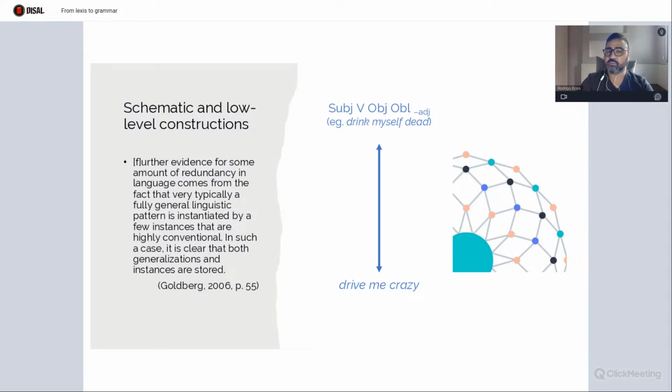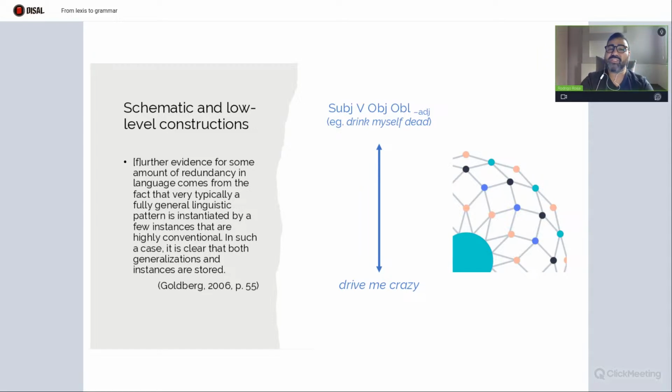So what is the subject? She, for instance. She drives me crazy. Subject. Verb, drive. Object, me. The oblique argument is crazy. So this chunk of language has this grammatical structure: subject, verb, object, and oblique argument, I'm sorry. Okay?